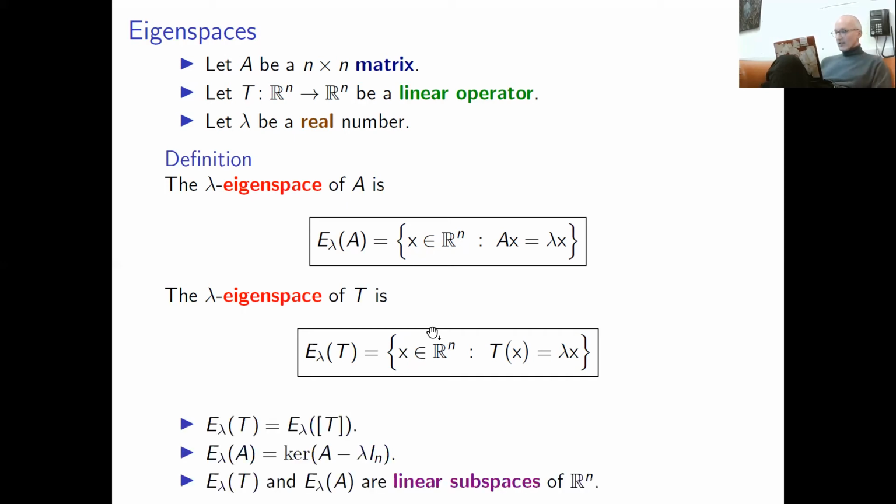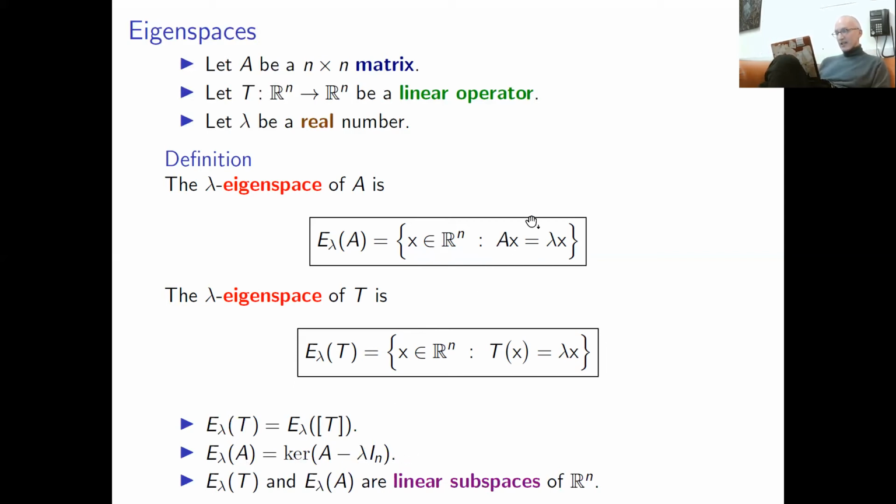Okay, so three remarks. First of all, the lambda eigenspace of linear operator T is, of course, the same thing as the lambda eigenspace of its standard matrix. Because if you replace T by the standard matrix of T, you get this definition where instead of A you have the standard matrix of T. It's basically going to be the same thing. So these two definitions are translatable by taking the standard matrix of T. The second remark is very important.